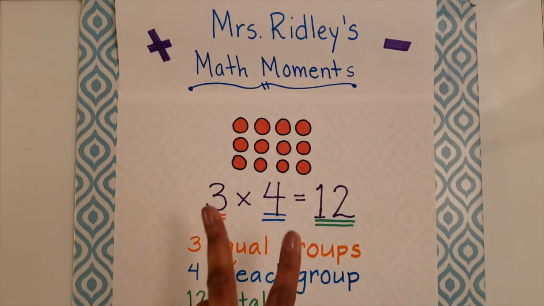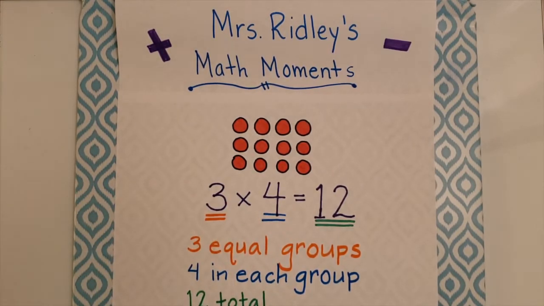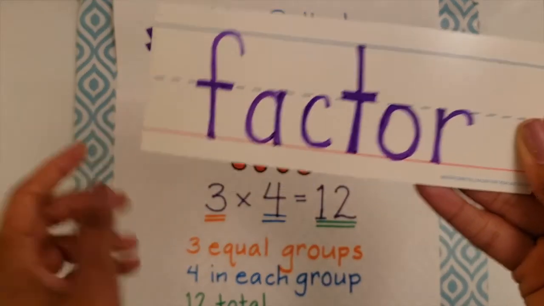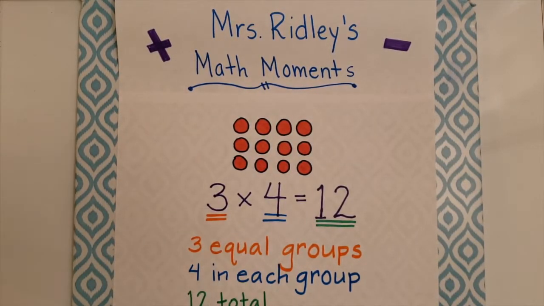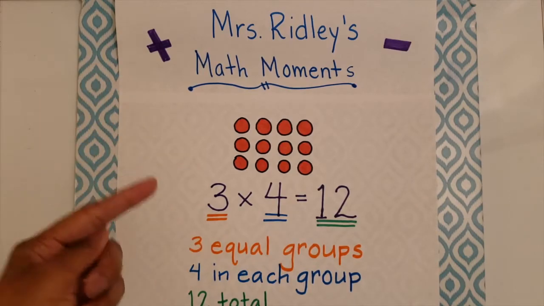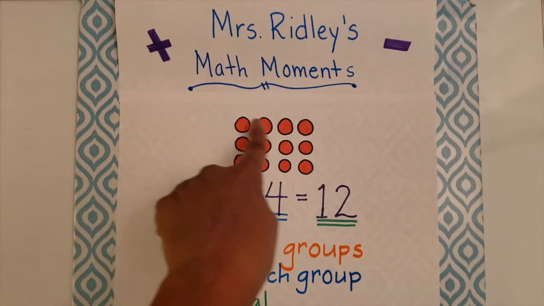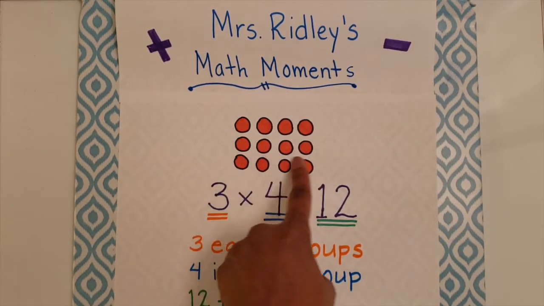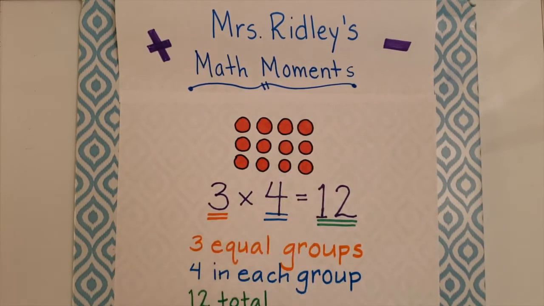Okay, so these two numbers in the multiplication equation, those two numbers are our factors. So 3 and 4 are our factors. The first factor in this multiplication equation is 3, and that tells us that there are 3 equal groups. So if we count each group, there are 3 equal groups. There are 3 rows, so there are 3 equal groups.